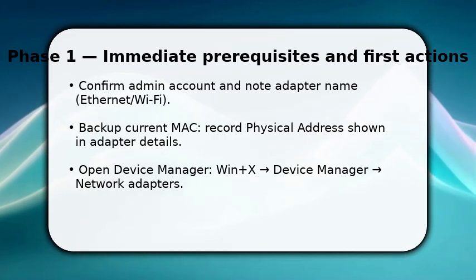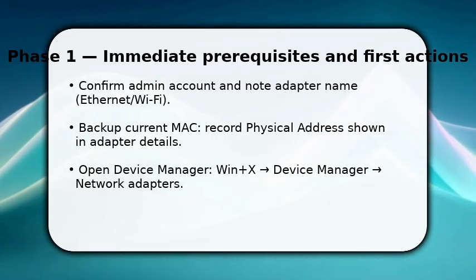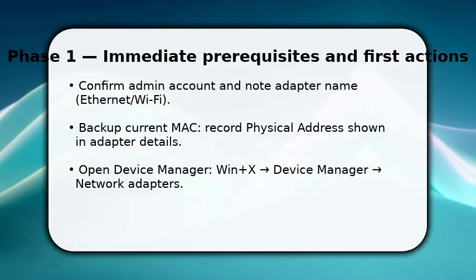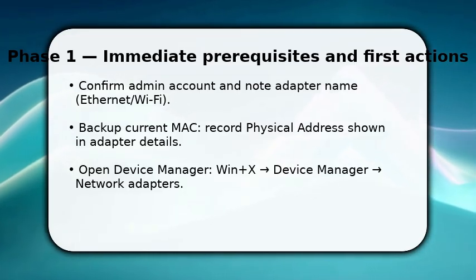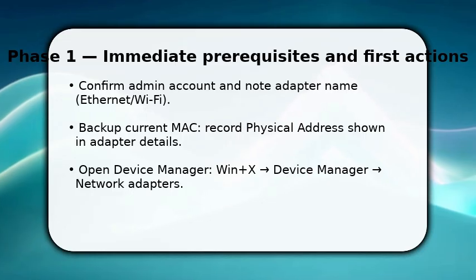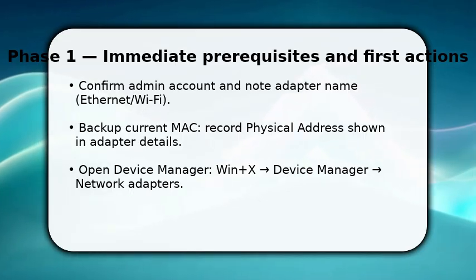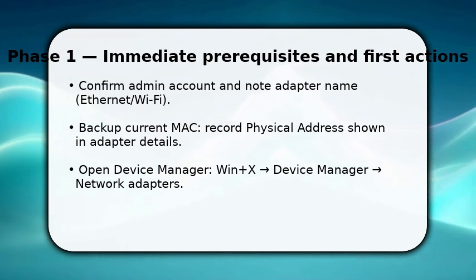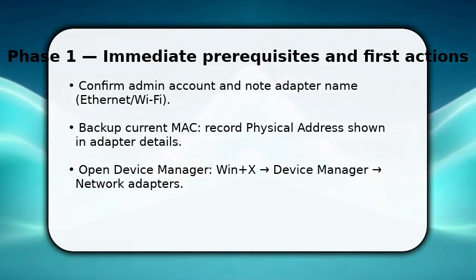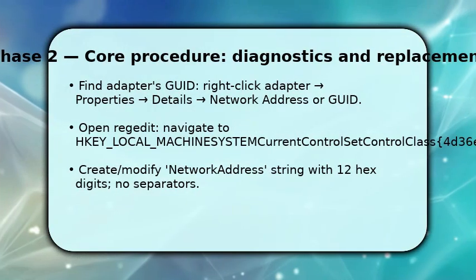Next, open Device Manager using Win+X and expand Network Adapters. This immediately places you where Windows stores advanced adapter settings, so you can follow the next steps without interruption. You will change the registry key tied to that adapter's GUID so Windows reports a new MAC address. This is more persistent than temporary tools.